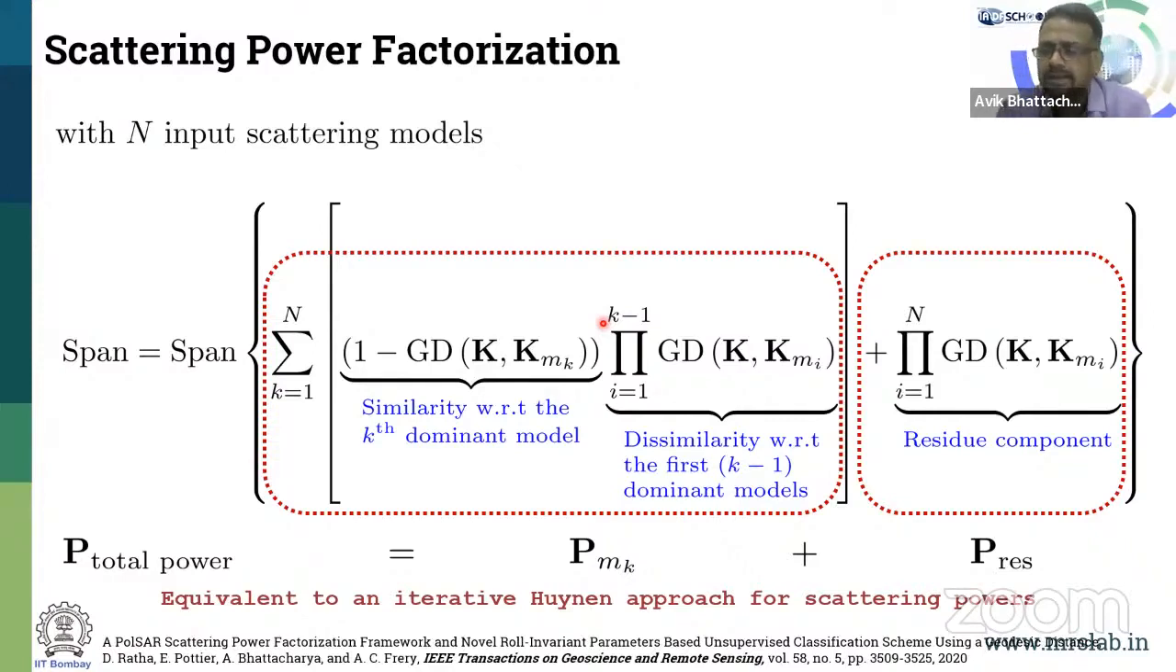So the first one is the dominant, the second one is the next dominant and so on. We are factorizing depending upon the dominance of the scatter, whereas in decomposition you are just adding them up. You do not care about the dominance at all. Of course, the power is scaled to a dominancy, but here the dominancy is given by the factors. So the first one is dominant, then the next one is the second dominant and so on. You are factorizing the power out of it.